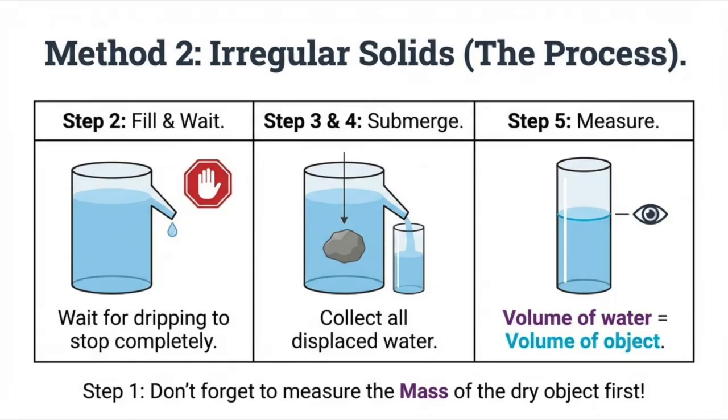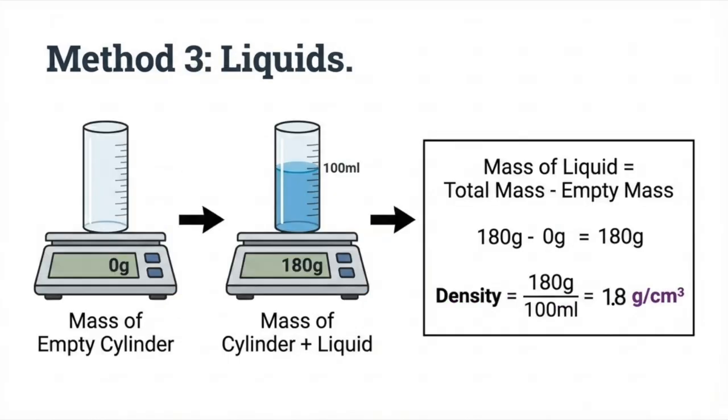Okay, what about liquids? You put an empty measuring cylinder on your balance, and then, this is important, you press the 0 or tare button. Then you pour your liquid in. The reading on the balance now gives you the mass of just the liquid, and you can read the volume straight off the side of the cylinder.